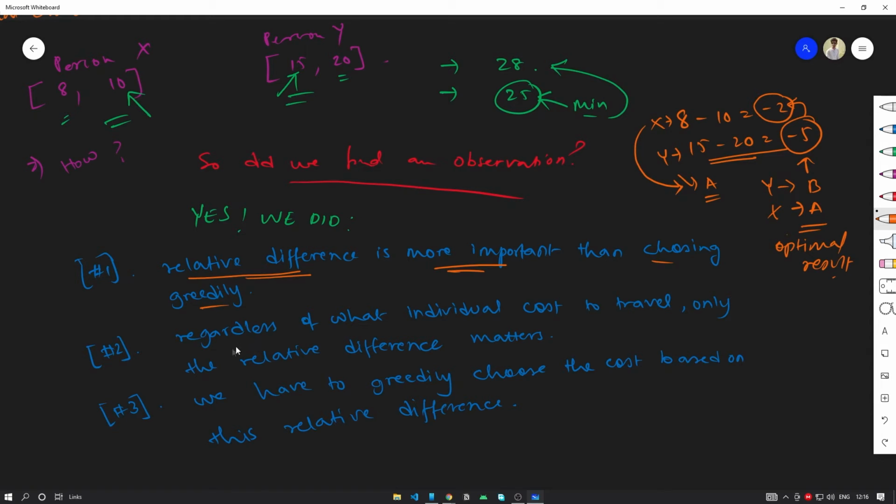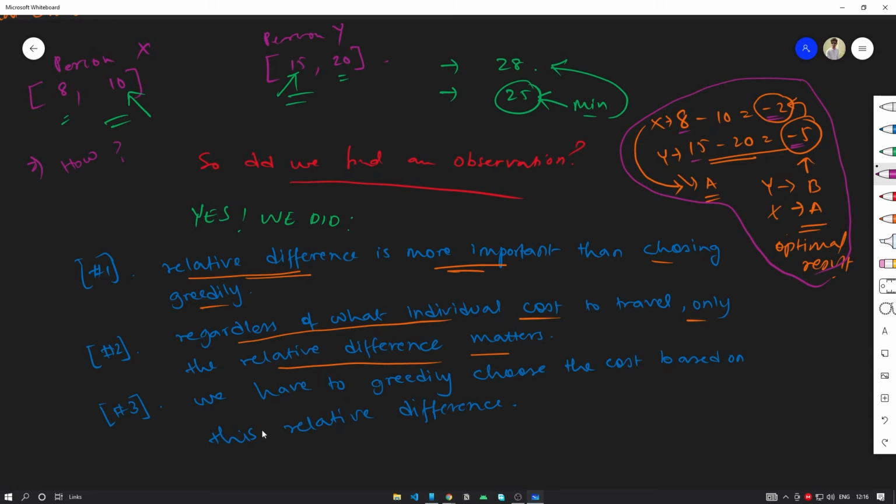Our second observation is that regardless of what the individual cost is, only the relative difference matters. Again, this is evident from the same test case as well. No matter how much the cost of sending person X to city A or the cost of sending person Y to city A be, only the absolute difference or the relative difference matters.